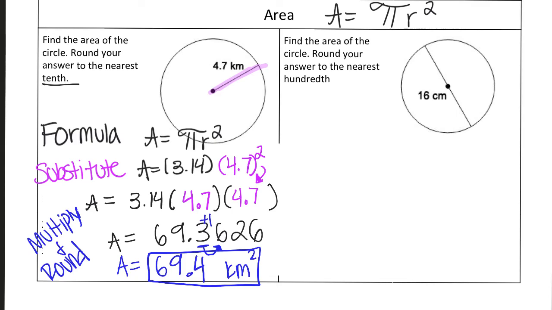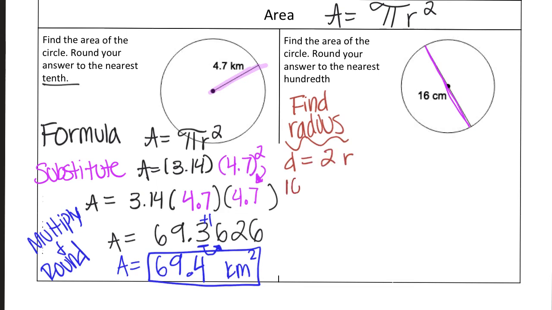Alright, this circle gives us the diameter, but my formula uses the radius, and I don't have a formula that uses diameter for area, so I need to find the diameter first, or find the radius. Okay, well, the diameter is equal to 2 times the radius. I know that my diameter is 16. Then I divide by 2, because I just want 1 r. And you get that 8 equals r.